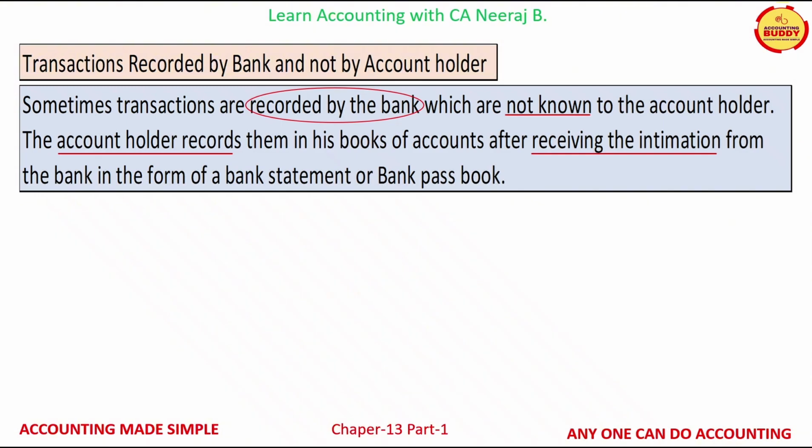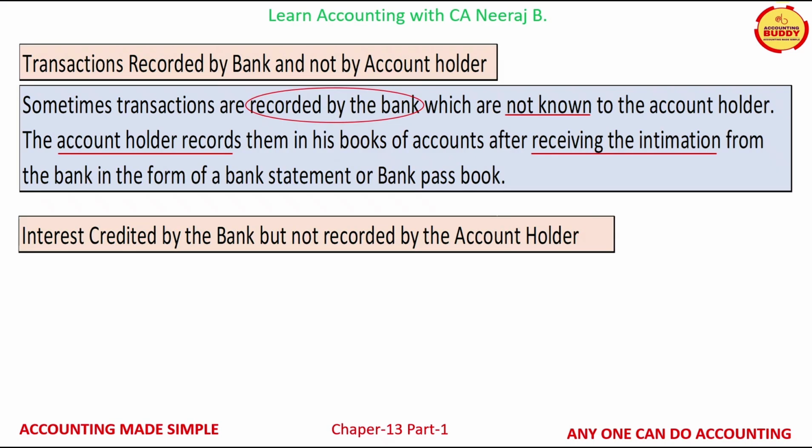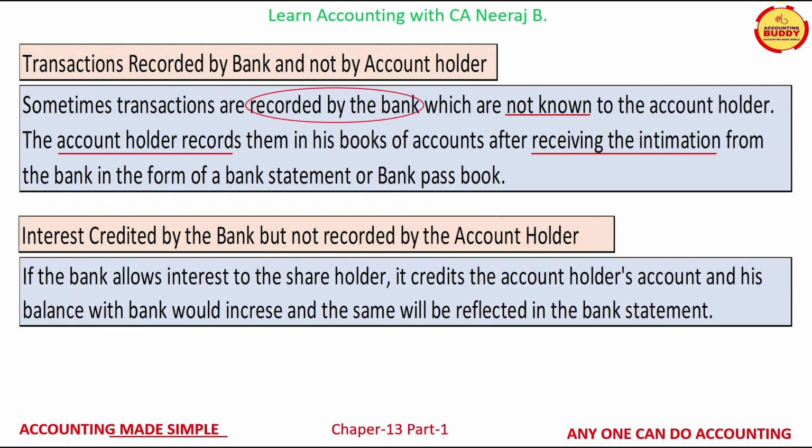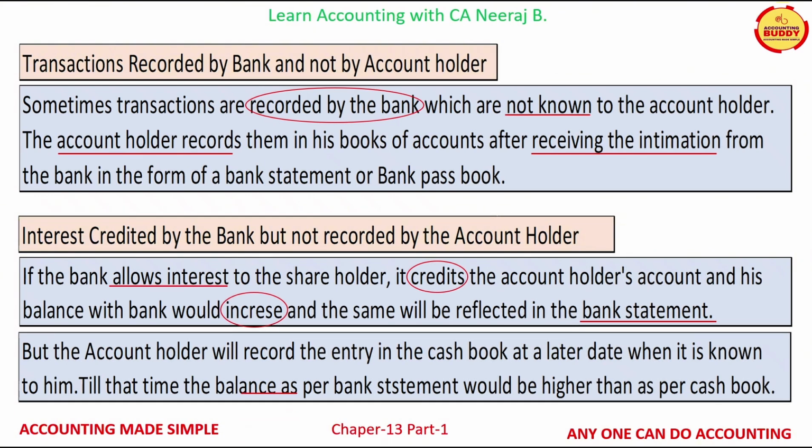Another reason for difference is interest credited by the bank but not recorded by the account holder. If the bank allows interest to the account holder, it credits the account holder's account and his balance with the bank would increase, and the same will be reflected in the bank statement. But the account holder will record the entry in the cash book at a later date when it is known to him. Till that time, the balance as per bank statement would be higher than as per the cash book.